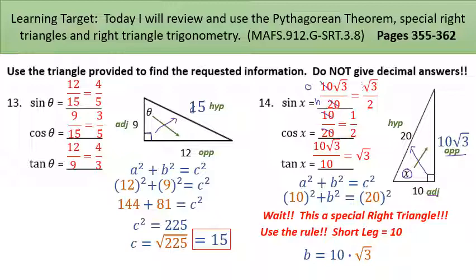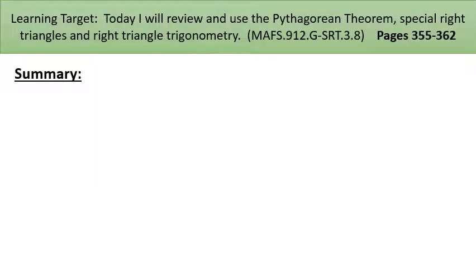Lastly, tangent. Tangent's opposite over adjacent. Opposite is 10 square root of 3. Adjacent is 10. So 10 square root of 3 over 10. These two things are going to cancel, and we're left with just plain old square root of 3. Okay? And whew, that is it.